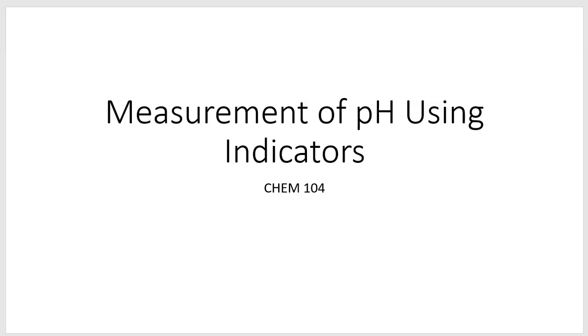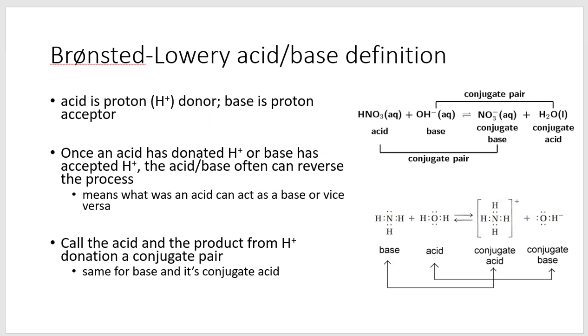Hi, this is a pre-lab lecture for the Chem 104 experiment on measuring pH using indicators. The first topic we have to address is what is an acid and what's a base. In one of the most popular definitions, there's a few different definitions. Arrhenius had a definition. Acids produce H plus and bases produce hydroxide, OH minus.